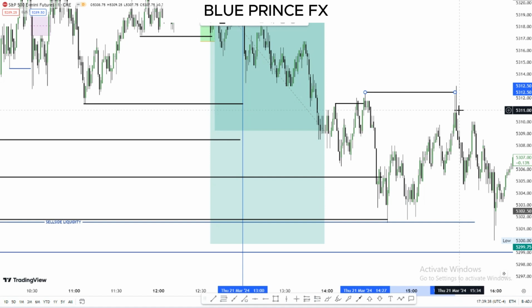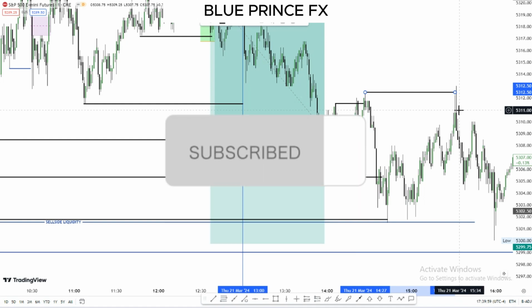Step number 5, which is the last one, is to look for as many ICT, PD array, and entry models as you can use as confluence to take your entries, and pyramid. What I mean by pyramid is you can take your first entry, and as soon as you see another entry model, you add another entry. Another entry model, add another entry. You pyramid your entries like that.